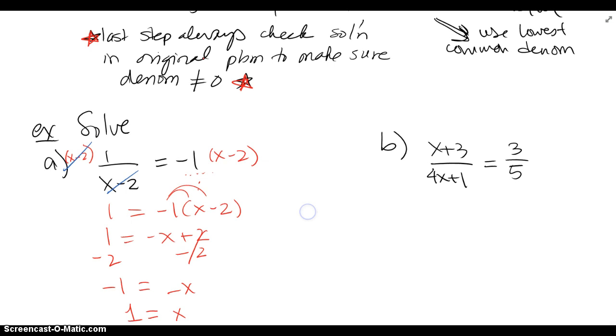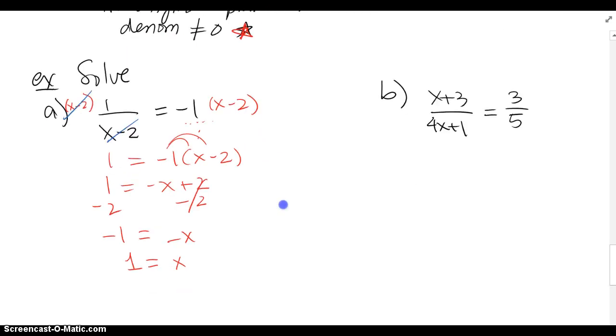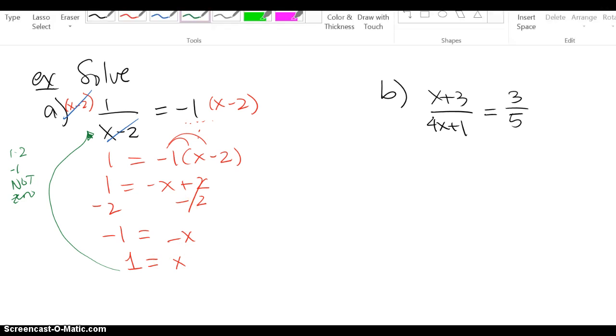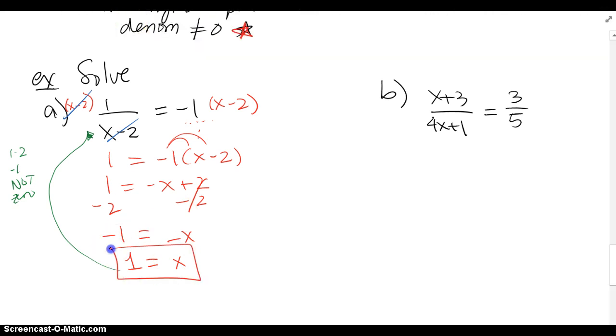But before I box my answer, remember the last step is always to check to make sure the solution you got doesn't make the denominator of the original equation equal to 0. So I take this 1 and put it in this denominator, and I test: 1 minus 2 is equal to negative 1. That's not going to make the denominator 0. So if it doesn't make the denominator 0 and you've done the rest of the math correctly, x equals 1 will be the solution to this problem.